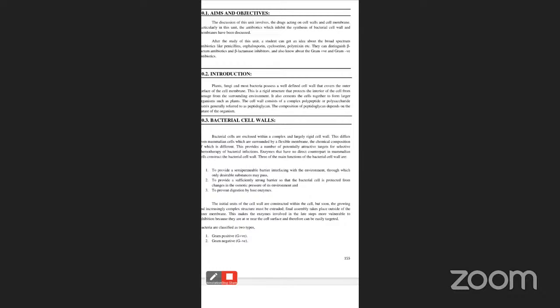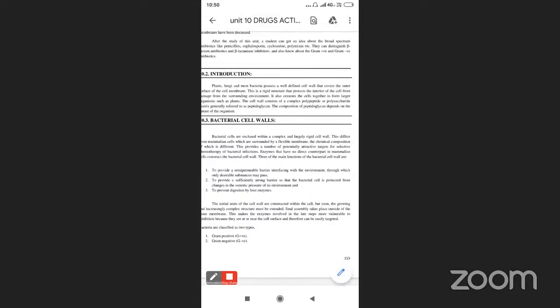Gram negative and gram positive bacteria generally differ structurally. Both are pathogens and both are bacteria, but the structural features are different. In the cell wall, gram negative has a very complex cell wall structure, and gram positive has a very simple cell wall structure. So this is the difference between these two bacteria, gram positive and gram negative.